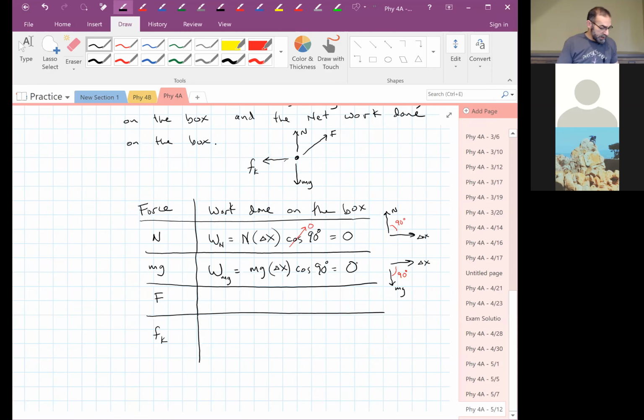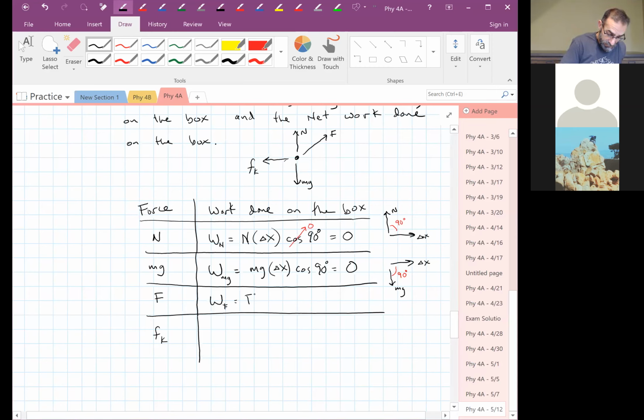Okay, you got the next one filled in here. Work done by our pulling force, F. Why are we using this simple formula? Because all these forces are constant over the distance that we're talking about here. So because they're constant, we can just use the force times the distance times the cosine of the angle between them. If the forces were changing, we would have to integrate them. We're going to do that soon enough.